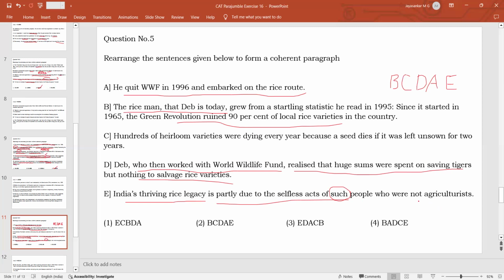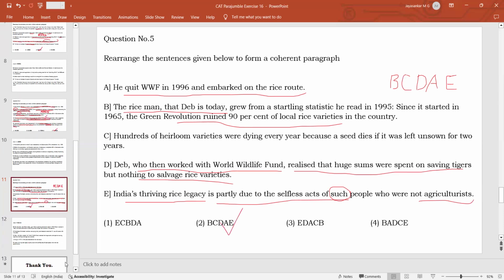So he was not an agriculturist. Agriculture means anything, anyone who is related with agriculture is an agriculturist. So Dev was initially not an agriculturist, but because of his selfless act, he helped in developing the rice legacy of India. So that is why the concluding sentence is, it is because of the selfless acts of such people like Dev that India has a thriving rice legacy. So B, C, D, A, E is the very clear sequence.